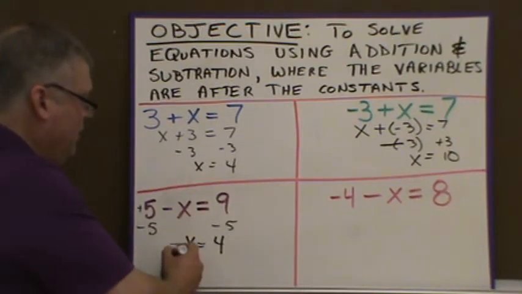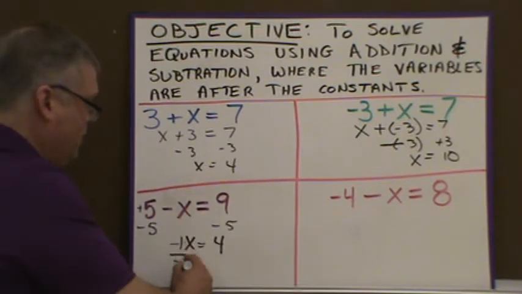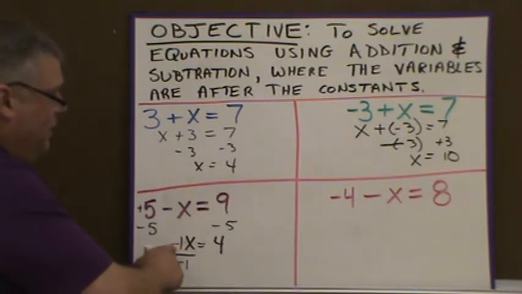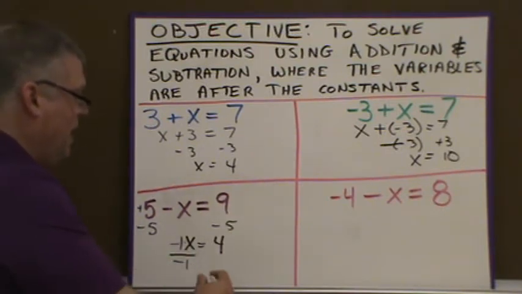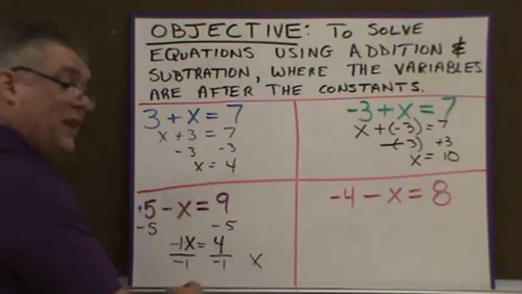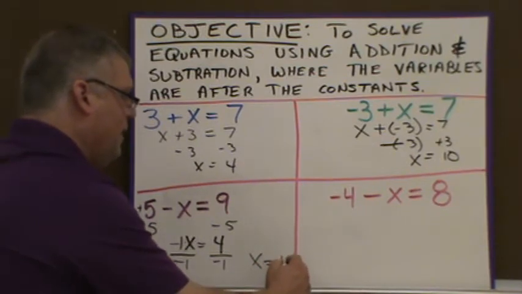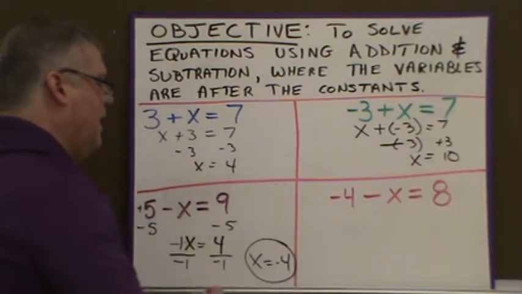To make that positive, I would do the opposite of negative 1 times x and divide by negative 1. Because having a negative x is like saying negative 1 times x. Negative 1 over negative 1 is a positive 1. I'm left with x. Whatever I do to one side, I've got to do the same thing to the other. So 4 divided by negative 1 gives me negative 4. And that's my answer.